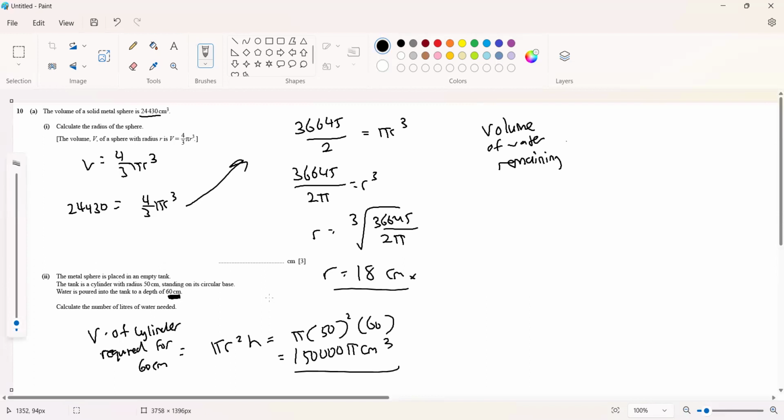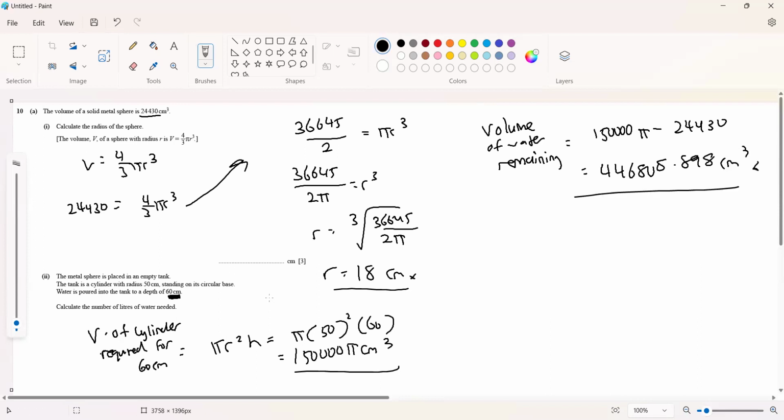would simply be 150,000 pi subtracted with 24,430. So we subtract it off because that sphere has already accounted for the water. So the amount of water that we need has already decreased at that point. So that would simply make it become 446,808.898 cm cubed. This is how much more water that we need to pour in.